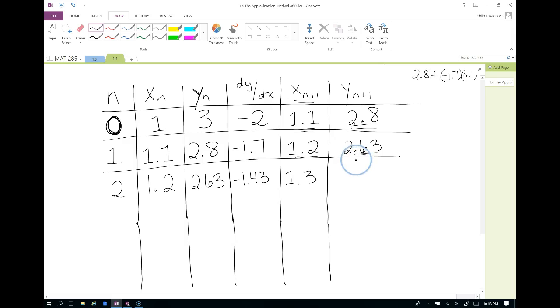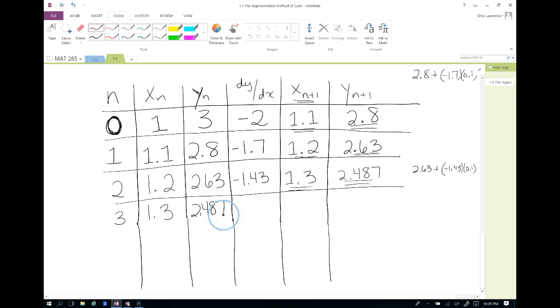And then your y, you're going to do your old y plus your slope times a tenth. So 2.63 plus negative 1.43 times a tenth. I get 2.487. Now don't round any of these numbers. We're going to try to keep all the decimals as we go. The new x and y get transferred down to the next. So 1.3, 2.487.